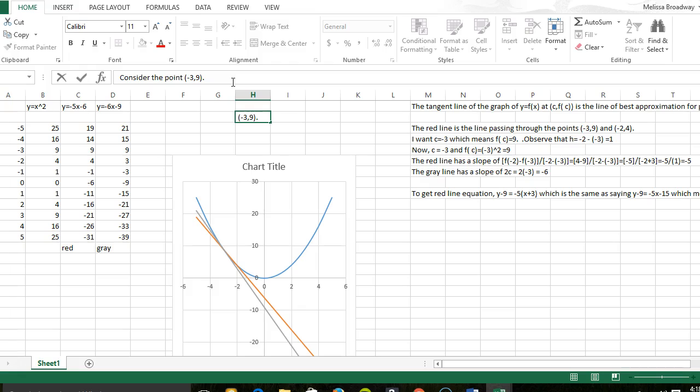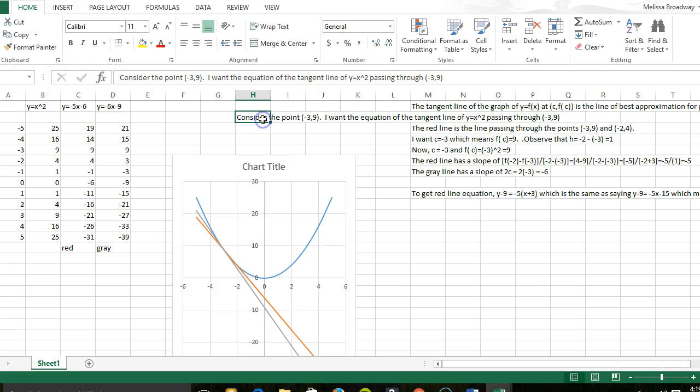I would type all that out, but I don't feel like it. We typed it on Word a while back in the general form, not using this example. But let's see if I can type it out. I want the equation of the tangent line of y equals x squared, I should say, passing through, and I'm in the mood to pick, you can pick a lot of points, but I'm going to pick negative 3, 9. Okay. So I want that equation.